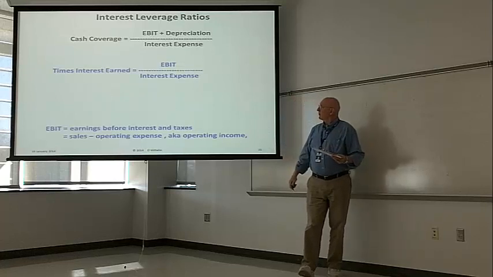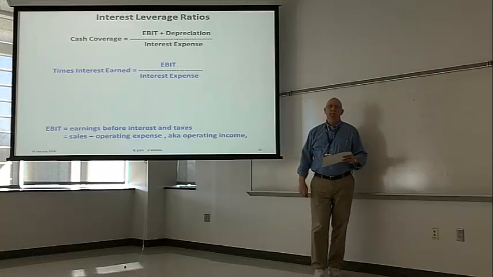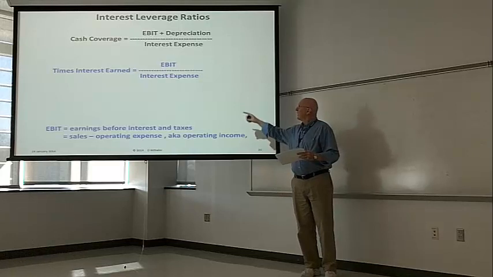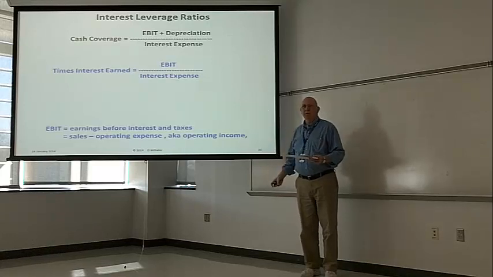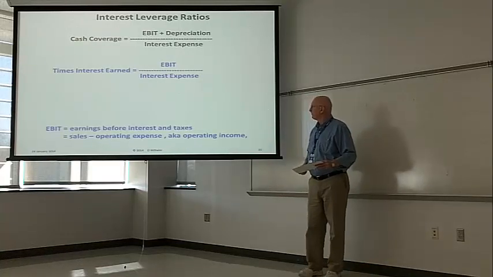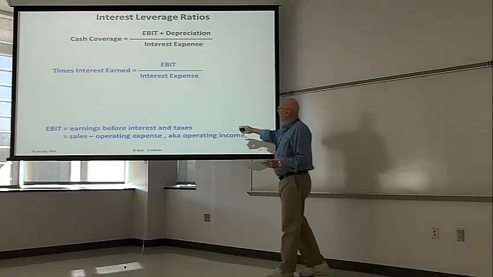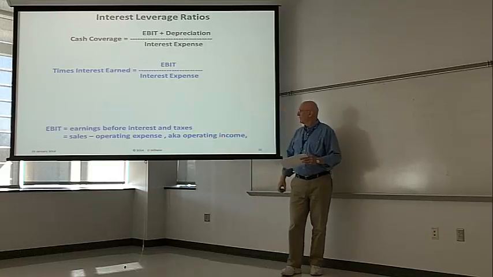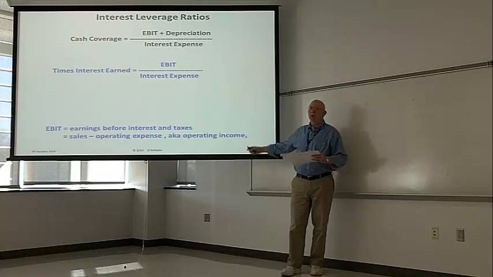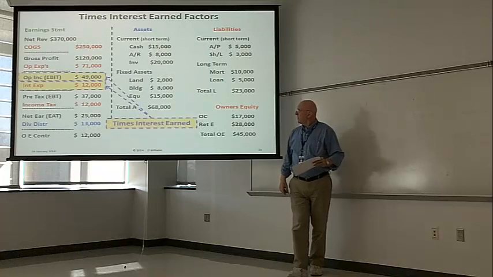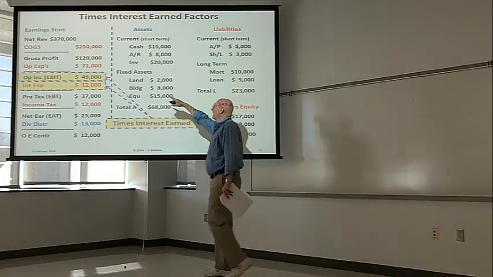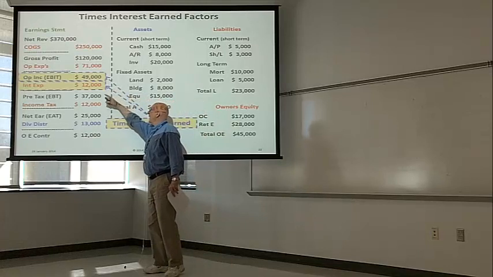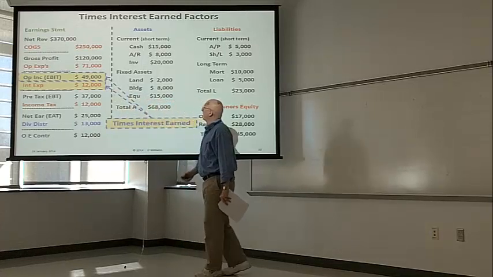For our purposes, let's just use times interest earned. Earnings before interest and taxes divided by the interest expense. So we want that to be at least 1. Earnings before interest and taxes is also sales minus cost of goods and minus operating expense, also called operating income. We will need the operating income or earnings before interest and taxes and the interest expense.